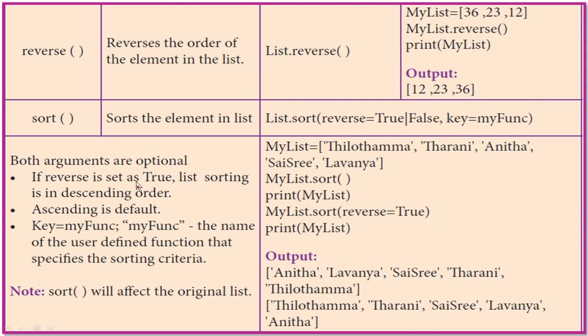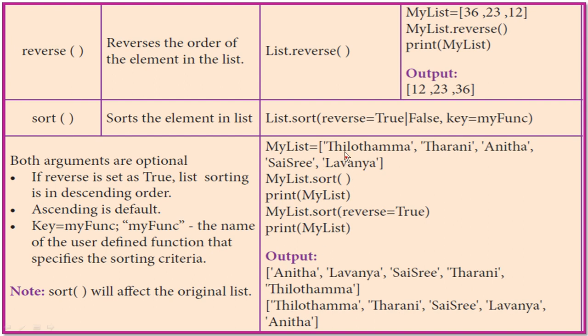If reverse is set as true, list sorting is in descending order. Ascending is the default. Key equal to myfunc, where myfunc is the name of a user defined function that specifies the sorting criteria. Note, the sort function affects the original list.